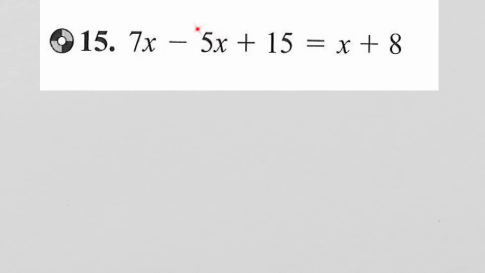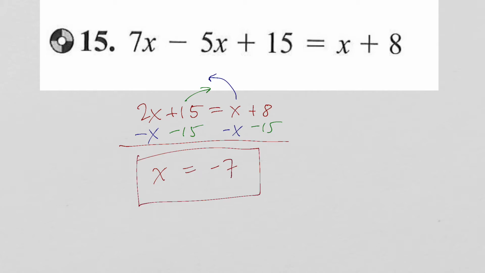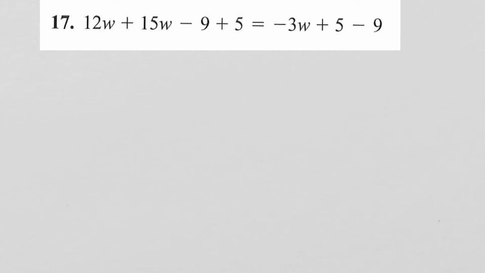Okay, here on the left I can combine these two things. 7 minus 5 is 2, so I get a 2x, but we still have this plus 15 is equal to x plus 8. So now I'm going to move this x over to the left by subtracting it from each side, and we get 2 minus 1 is 1x. Don't write the 1x, just write x. And then we're going to move the 15 to the right by subtracting it. And we're going to get 8 minus 15 is negative 7. And that's it.